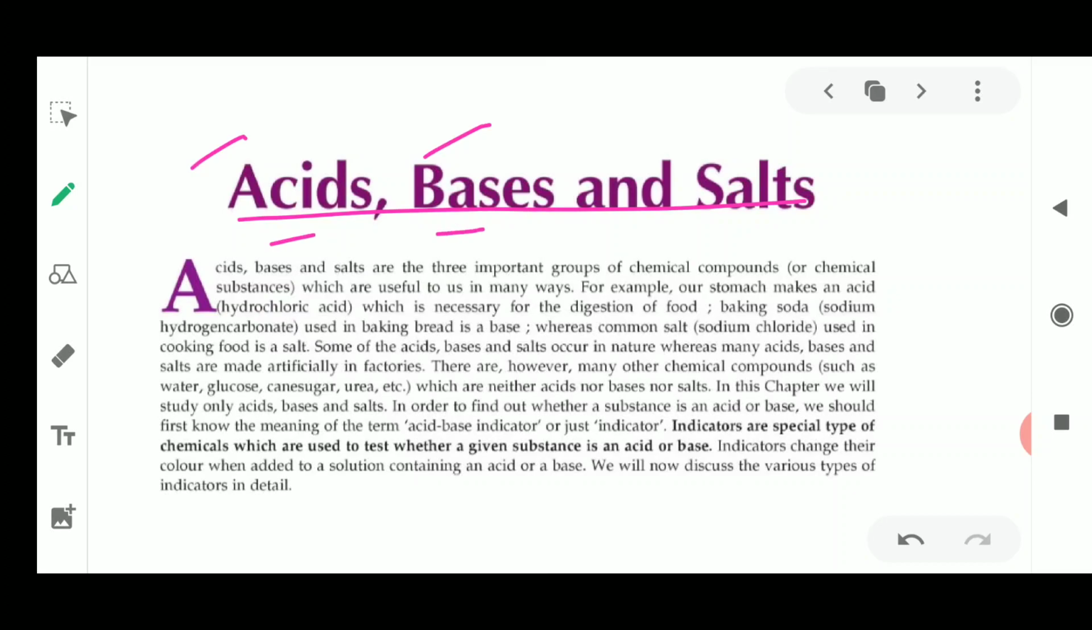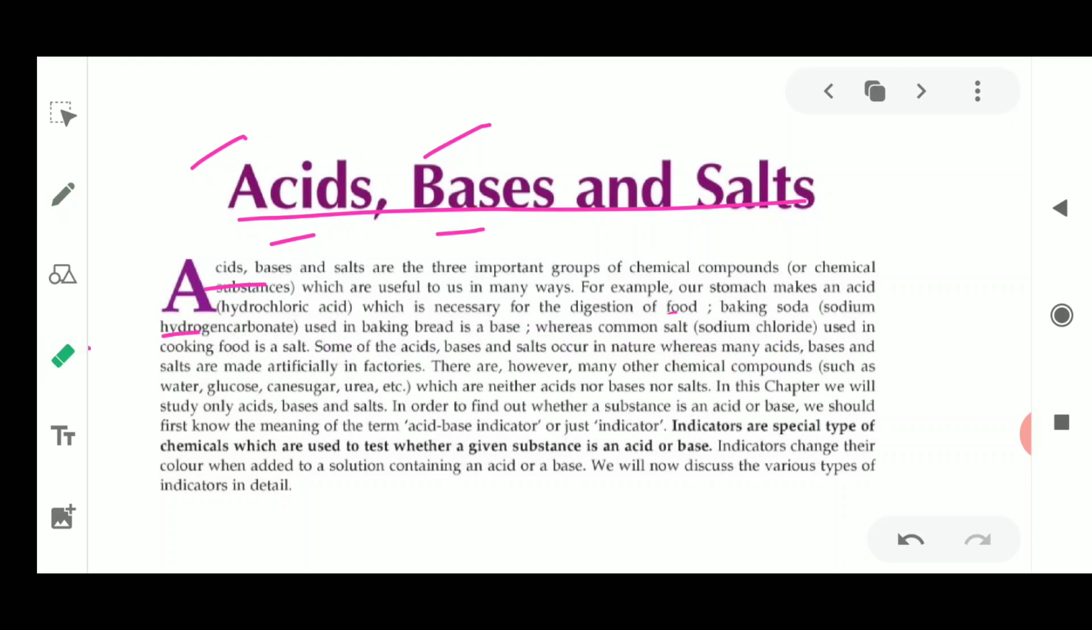Now acids, bases and salts are 3 important groups of chemical compounds, which are very useful in many ways. For example, our stomach makes an acid, that is hydrochloric acid, which is necessary for the digestion of our food. Baking soda, that is sodium hydrogen carbonate, is used in baking bread, and that is a base, whereas the common salt, that is sodium chloride, is used for cooking the food.